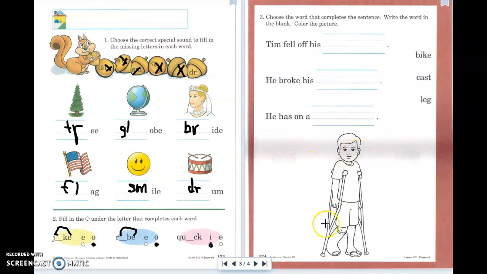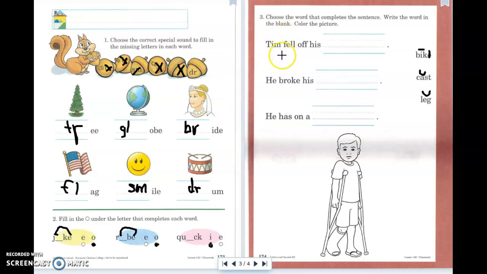All right, on page 174, they've given us 3 sentences. It says, choose the word that completes the sentence, write the word in the blank, and then you color the picture. So I have 3 sentences here, and these are my choice of words. The first one is bike. That I says its name, the E is silent. The second one is cast. Only one vowel, the A gets a short sound, and this one only has one vowel too, and it's leg. Bike, cast, leg. So those are my choices.